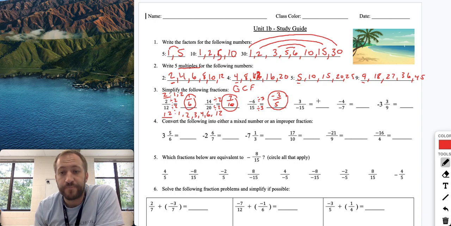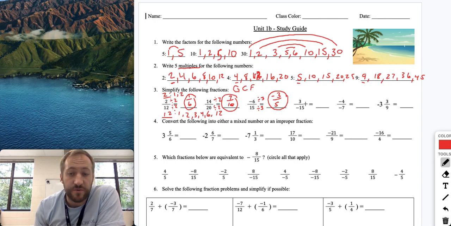All right. Over here, 3 over negative 15. Well, they both have a greatest common factor of 3. I can divide them both by 3. 3 divided by 3 gives me 1. Negative 15 divided by 3 gives me negative 5.